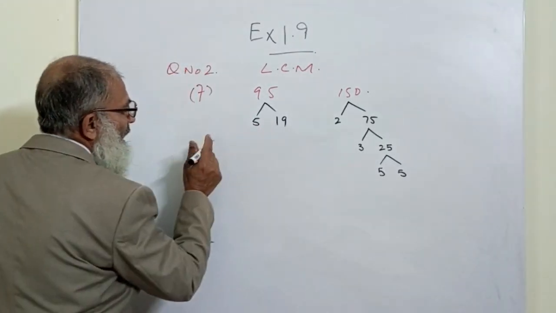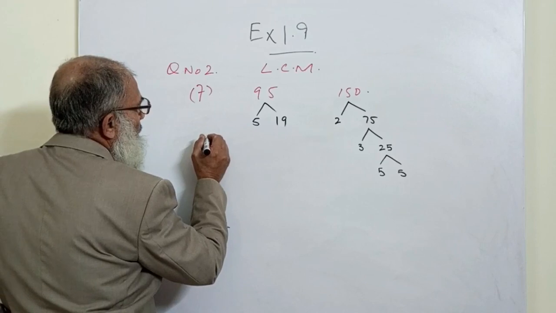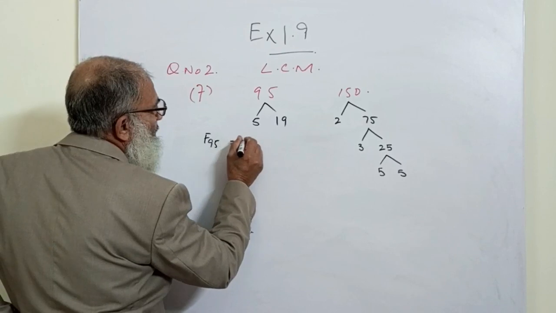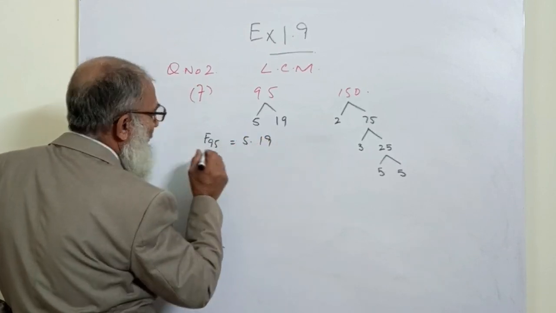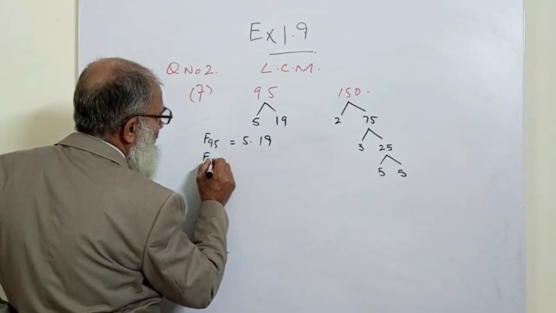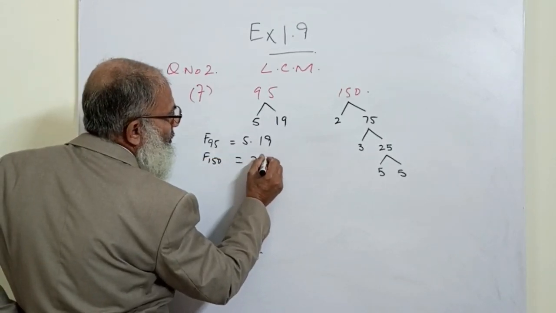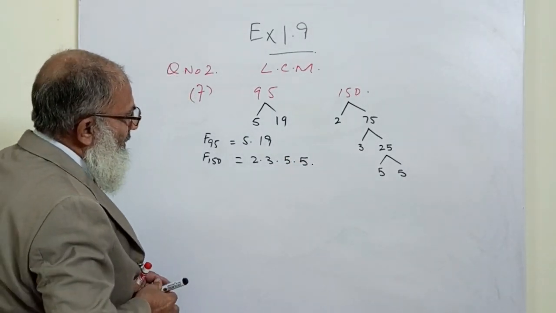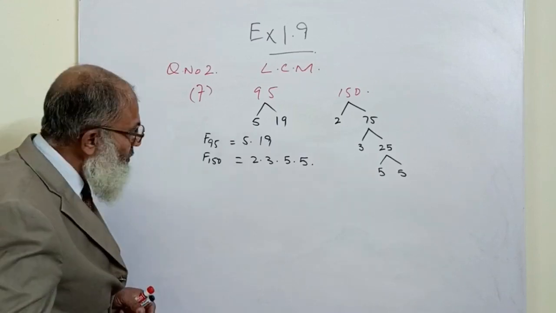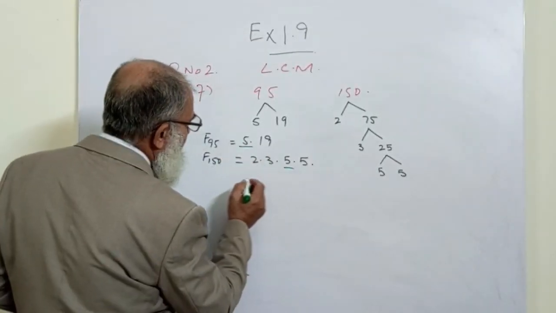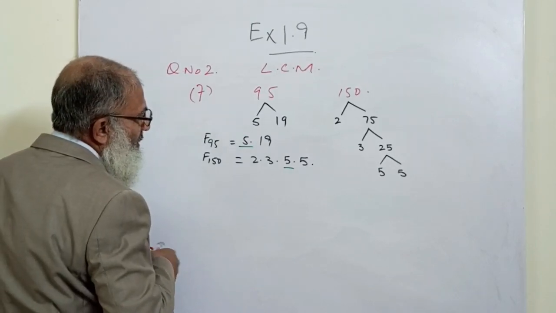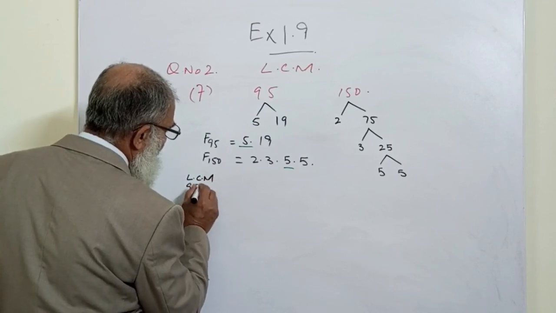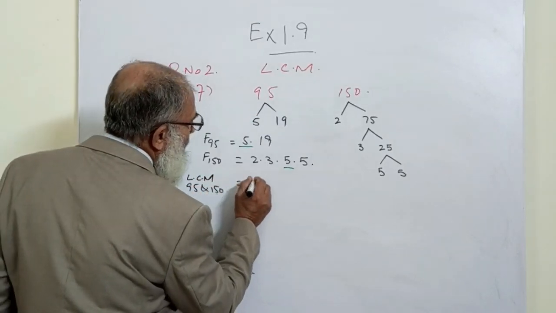So what will be the axiom? So F95 gives us 5.19 and F150 gives us 2, 3 and a double 5. So there is only one common factor in between the two, and that is 5. So write whatsoever is common. LCM of 95 and 150 is equal to 5.